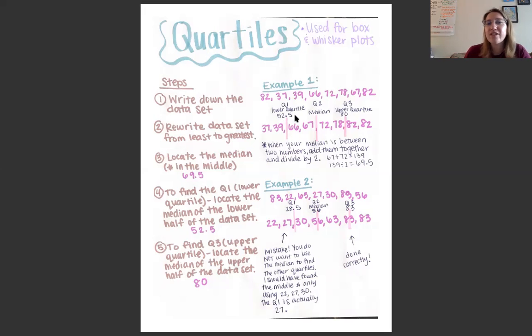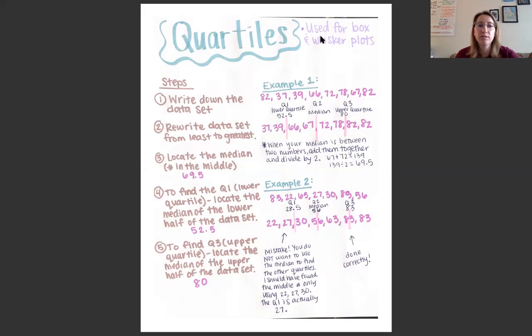And then the last step is to go to the upper quartile side and do the same thing, where you look at these 4 numbers, cross out the outside, you're left with 2, add these 2 together, divide them by 2, and you get 80 for your quartile 3 number.